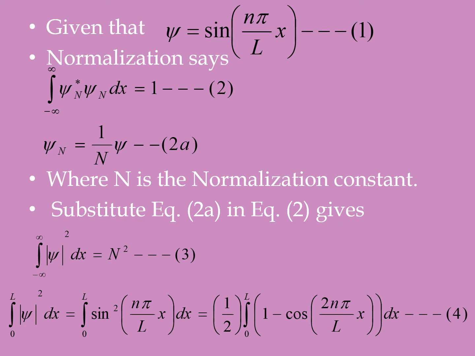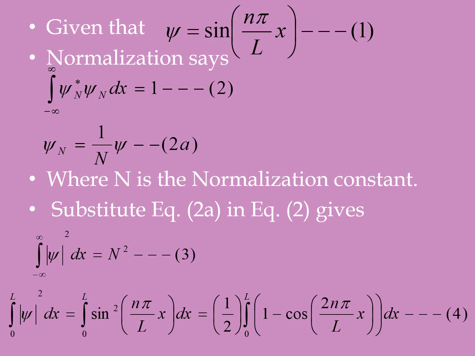Given that psi is equal to sin n pi x by L, now we have to normalize this wave function. If it is a normalized wave function, then the integral from minus infinity to infinity of psi n star psi n dx is equal to 1. The given function is an unnormalized one, so if you want to make it a normalized one, then psi n is equal to 1 by N psi, where N is the normalization constant. Now we have to find this normalization constant.